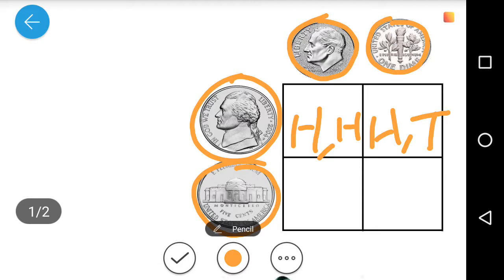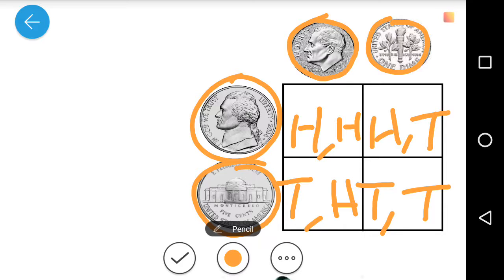And since I'm doing two things in my sample space, I have to look at the other possibility for the nickel. I could get tails on the nickel, which I'll represent with a T in my two other possibilities. I could get heads on the dime if I get tails on my nickel. So when I have tails on the nickel, I could have heads on the dime. And when I have tails on the nickel, I could have tails on the dime. And that's the sample space.